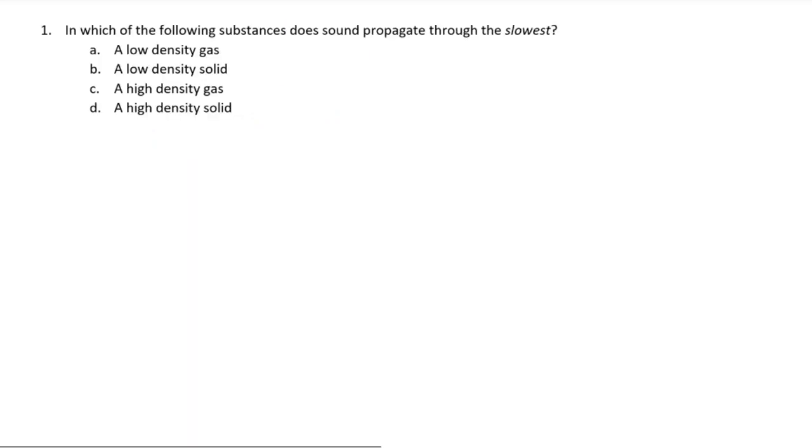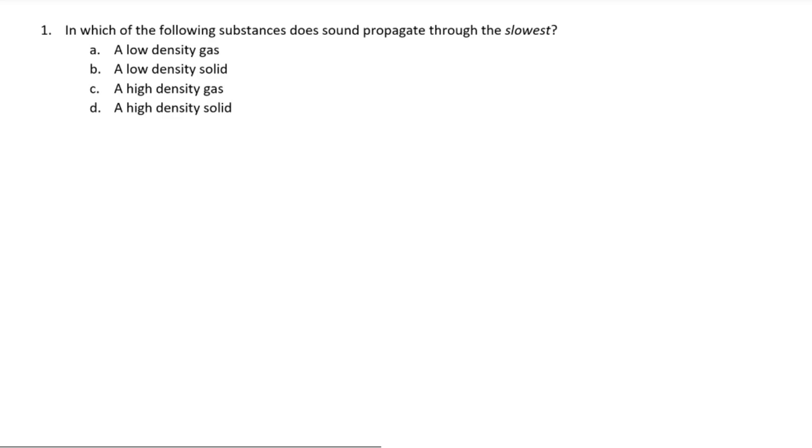In the next video, we shall consider a different type of physical wave, namely a light wave. Before moving on to this, let us first check that we understand the principles that I've introduced in this video about sound waves. The first question is testing our knowledge about the speed of sound. It is asking us in which of the following substances does sound propagate through the slowest. Is it a low-density gas, a low-density solid, a high-density gas, or a high-density solid? Well, recall that the speed of sound through a particular medium is equal to the square root of the bulk modulus capital B of that medium divided by the density rho of the same medium.